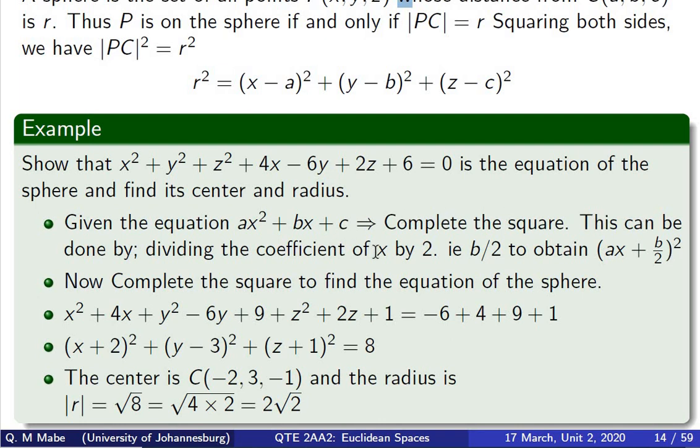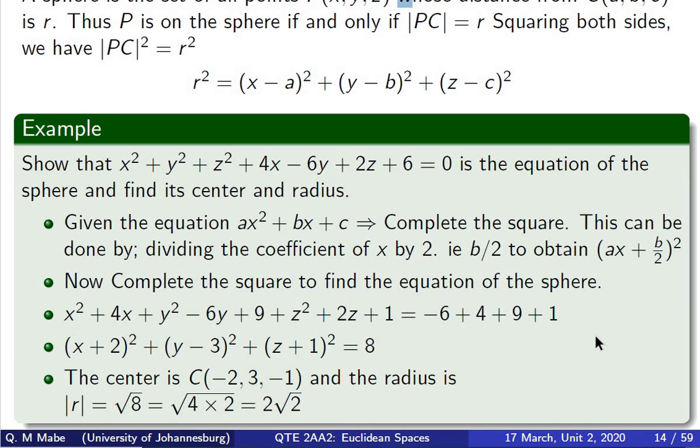And after dividing bx by 2, we get ax plus b over 2, all the way squared. So if we were to simplify this expression further, we get to our original equation. So that's how we complete the square. This hint will really help us in finding the equation of a sphere.